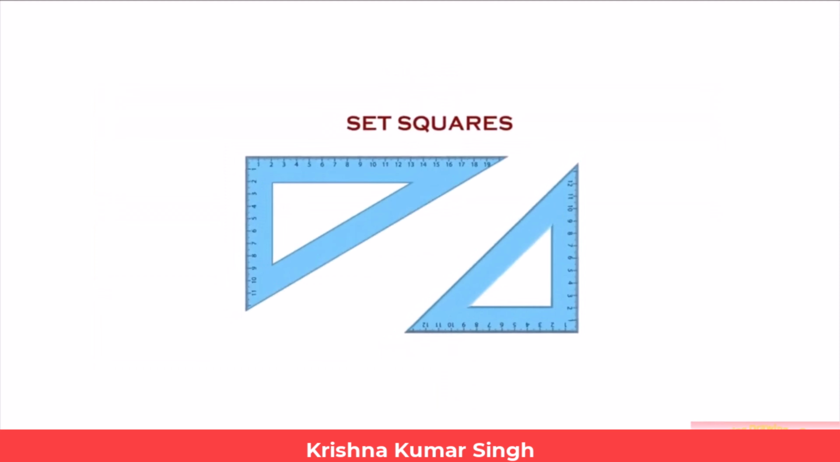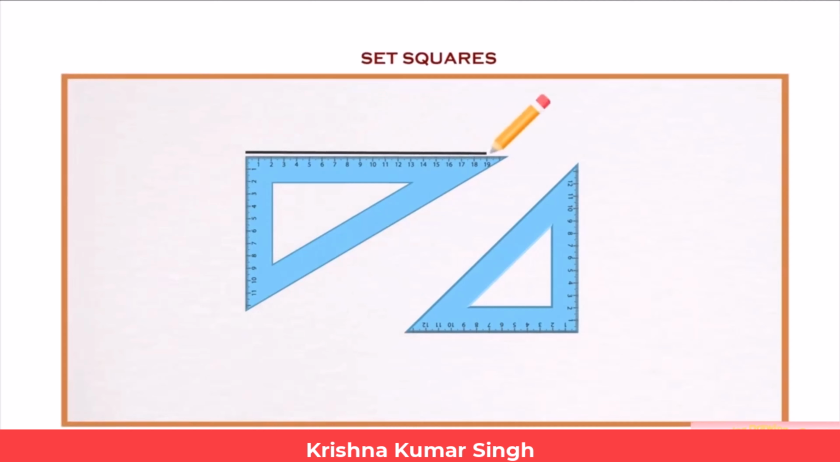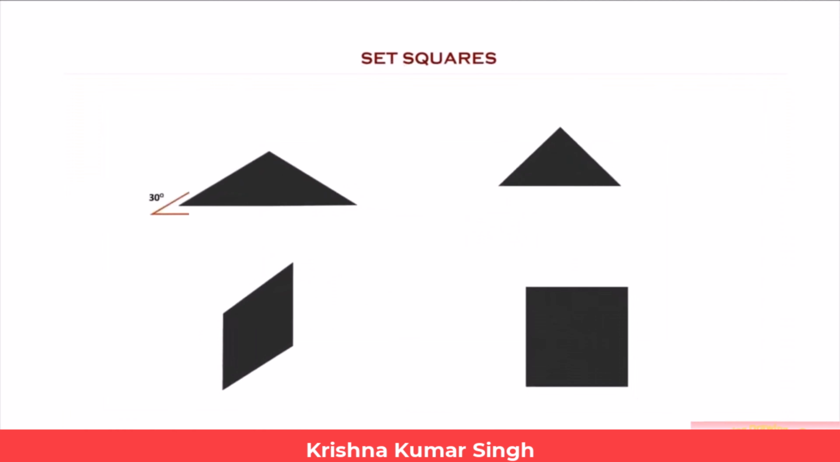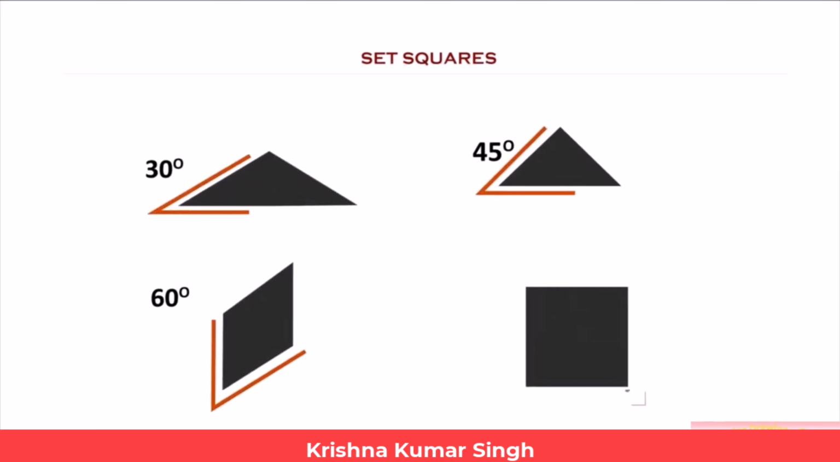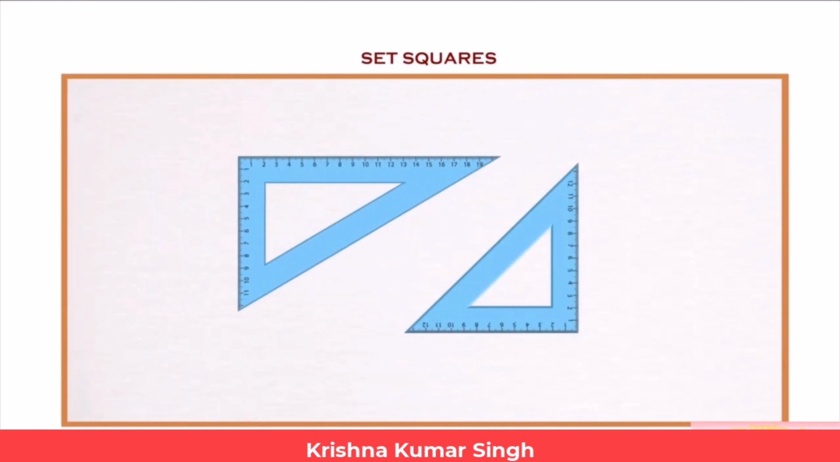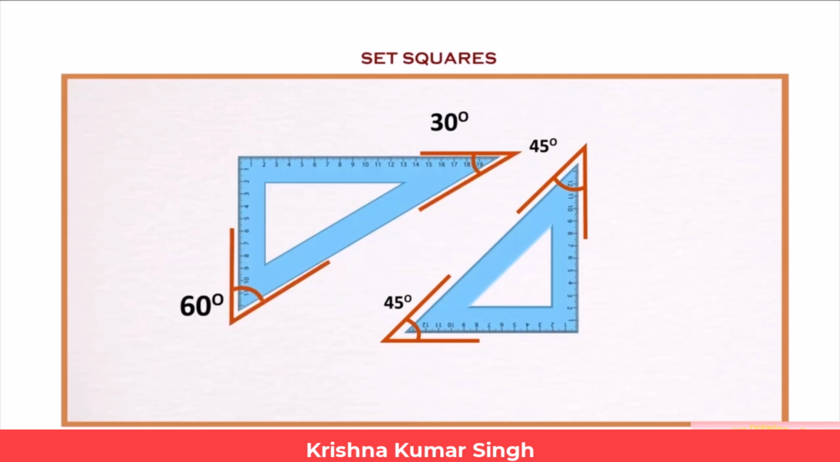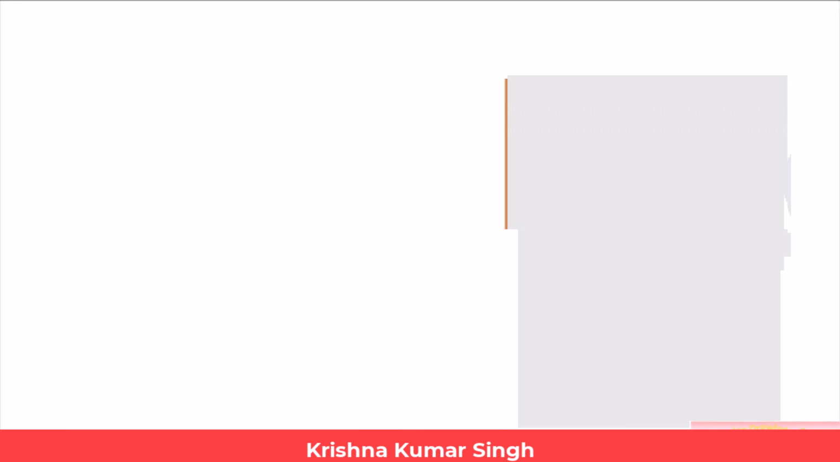Set squares. Set squares are used to draw lines with an angle between them. In most of the structures, 30, 45, 60, and 90-degree lines are most common. So, set squares make the work easier for this type of drawing. Generally, set squares are of two types. One is a 45-degree set square and another one is a 30 to 60-degree set square.